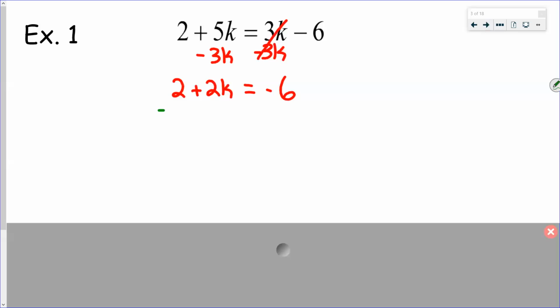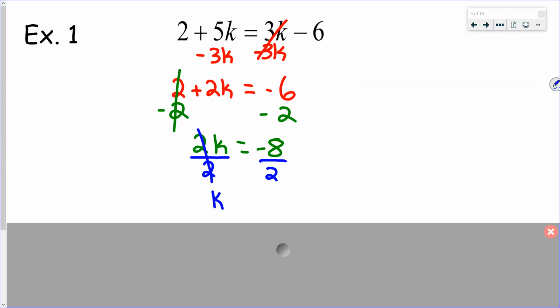Next, we are going to subtract 2 from the left, subtract 2 from the right. On the left, they go away, leaving us with 2k equals negative 8. And then our last step, get rid of the coefficient: divide by 2, divide by 2, k equals negative 4. Boom. We solved an equation with variables on both sides.